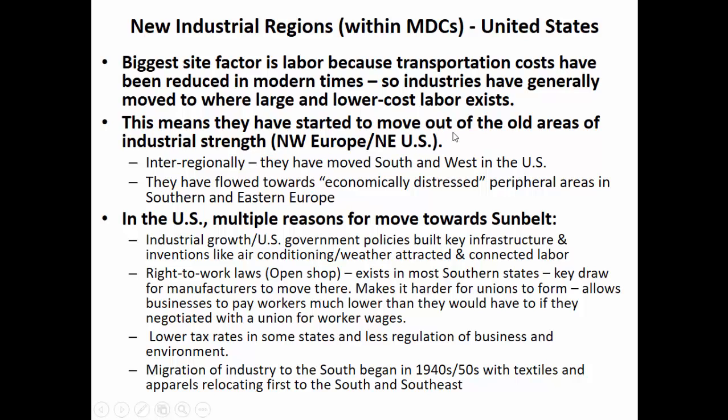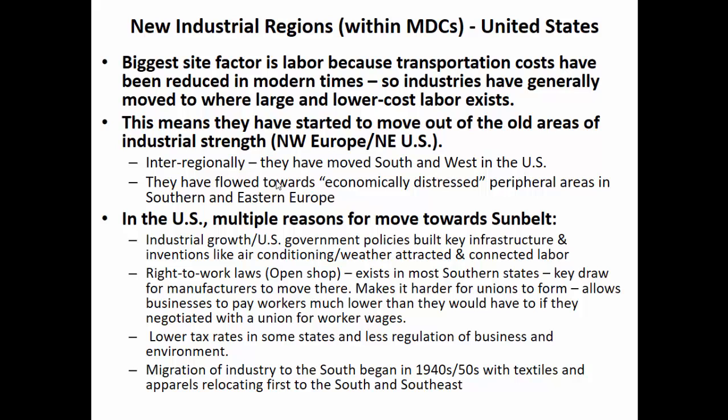And then in Europe, they flowed to the economically distressed areas. Remember, the UN identifies the convergence and the divergence zones. Economically distressed peripheral areas, those are in southern and eastern Europe. So they've moved from northern and western Europe, and they've moved more south, and they've moved east into southern and eastern Europe. Again, for the exact same reasons, taking advantage of low-cost wage workers in those areas.